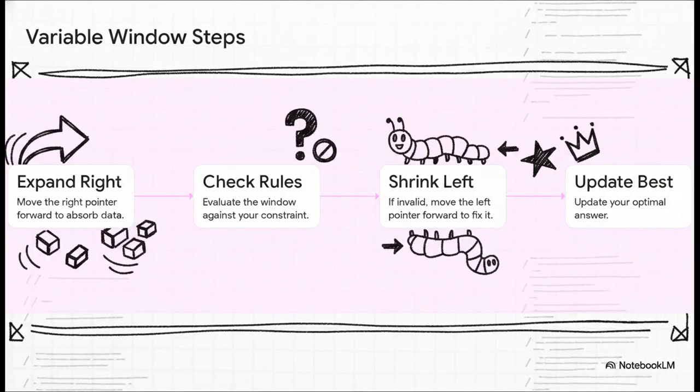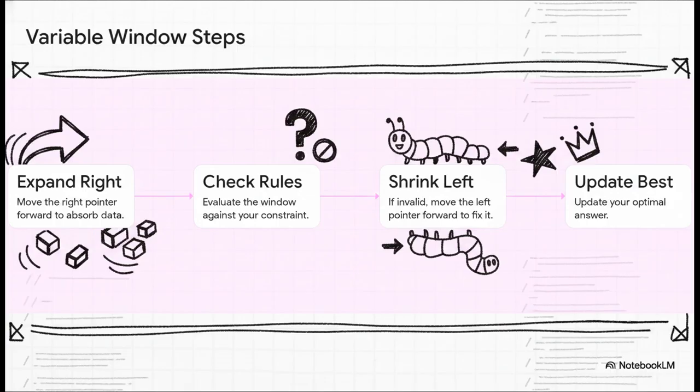Now the variable size window, that's a bit more dynamic. Here you're working with a right pointer and a left pointer. Step 1, you expand the window by moving that right pointer forward, absorbing new data. Step 2, you evaluate the window against your specific constraint. Basically, is it still valid? Step 3, if the window breaks the rules, you enter a loop to shrink it by moving the left pointer forward until it's valid again.